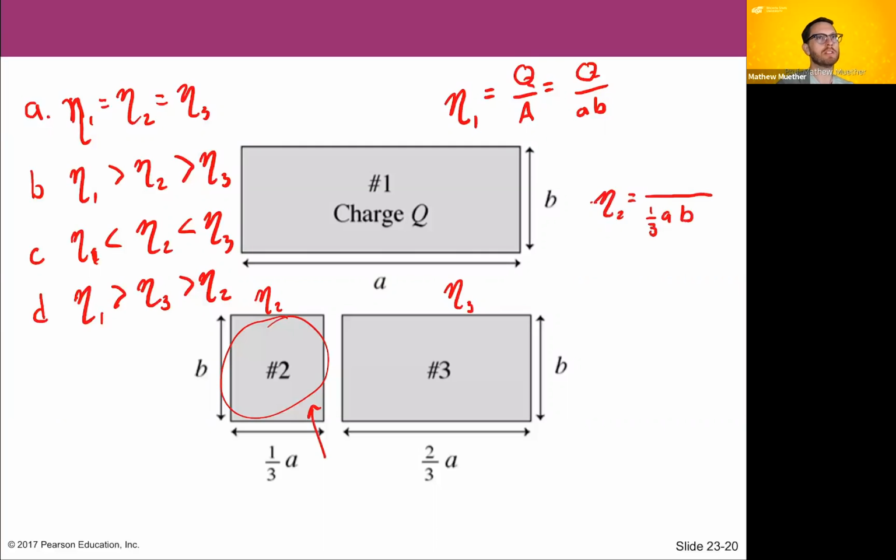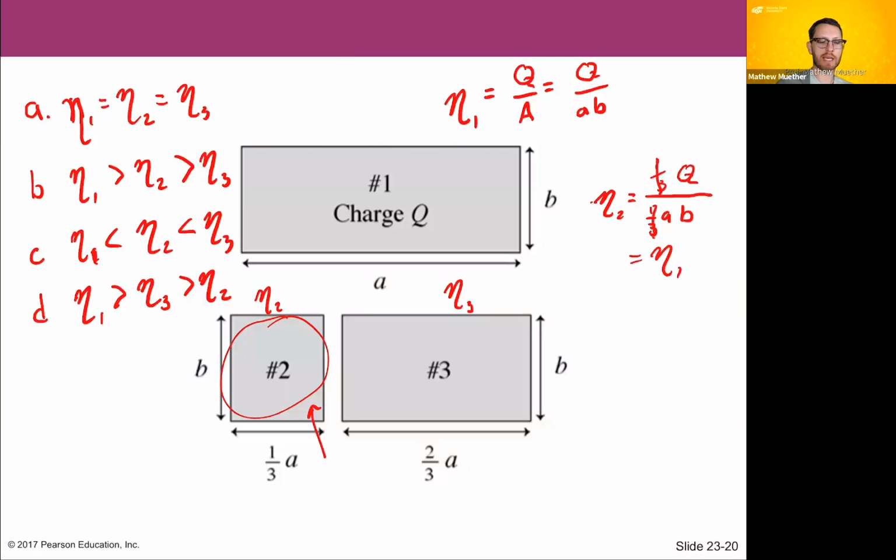Somebody want to put it into the chat or share it? How much charge is on that object? The charge was uniformly distributed over that object 1. And so when I break it off, right, I'm seeing a few thirds. I have 1/3 of the charge on that piece 2. Okay. The thirds cancel out, and look, I end up with an expression that looks identical to eta1.